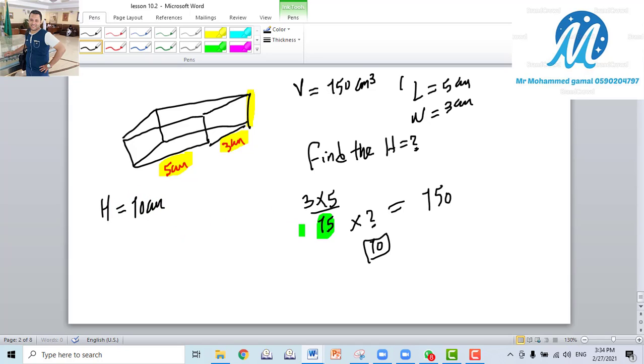You can get it in a different way, actually, by using division. 150 divided by the product of 3 and 5, which is 15. You can also get that the answer is 10. So finally my height is 10 centimeters.